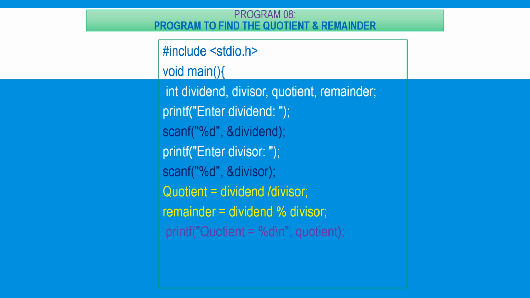Printf quotient equal to %d, comma quotient. So that will print the first answer. Now \n is the new line operator. Wherever the compiler encounters \n, the following output will be done in a new line. So kindly remember \n is a new line operator.